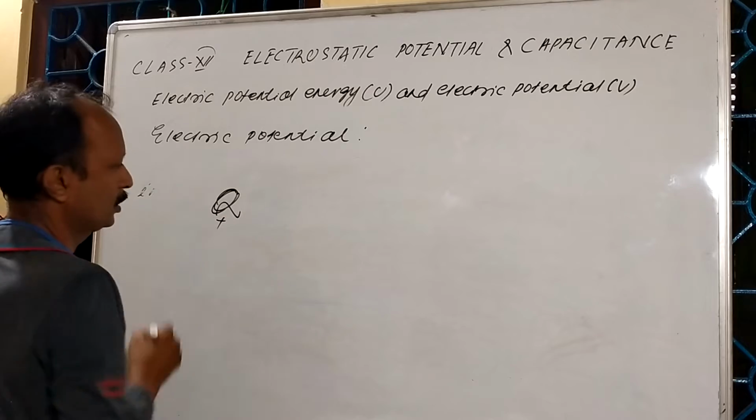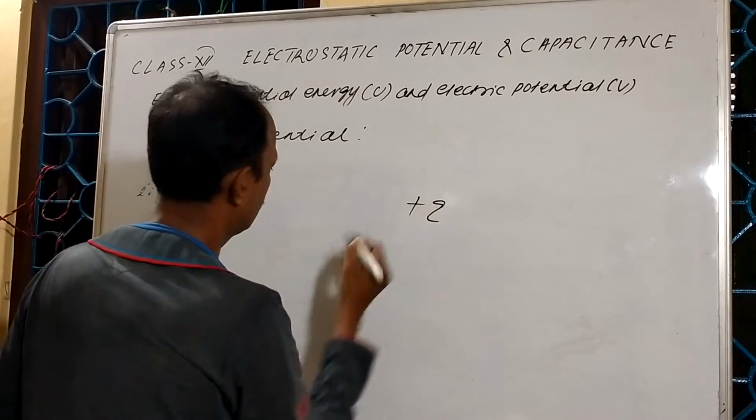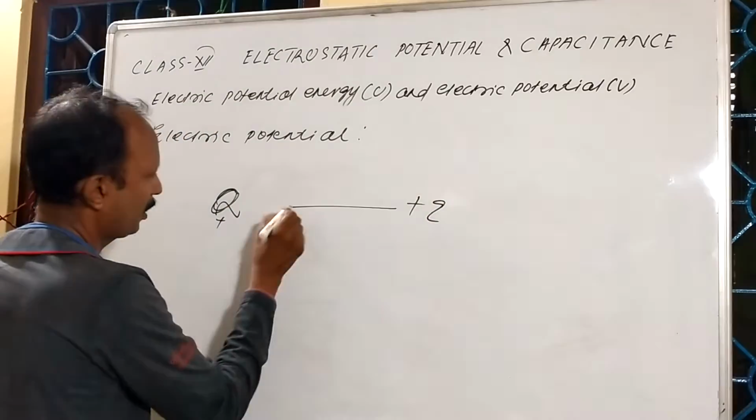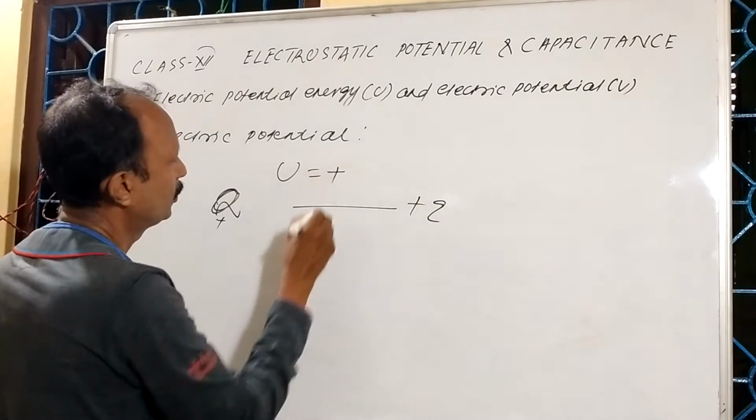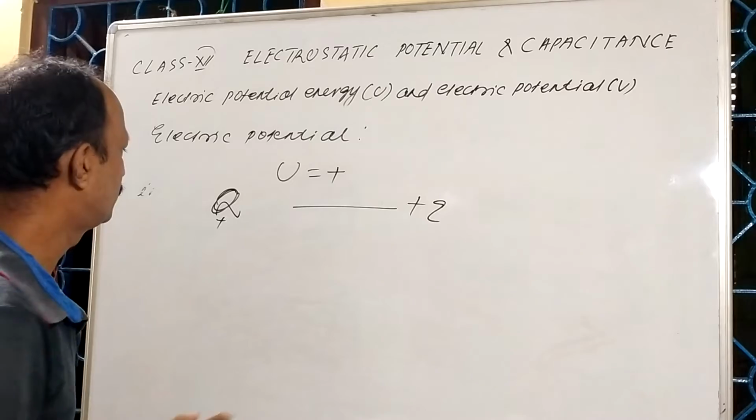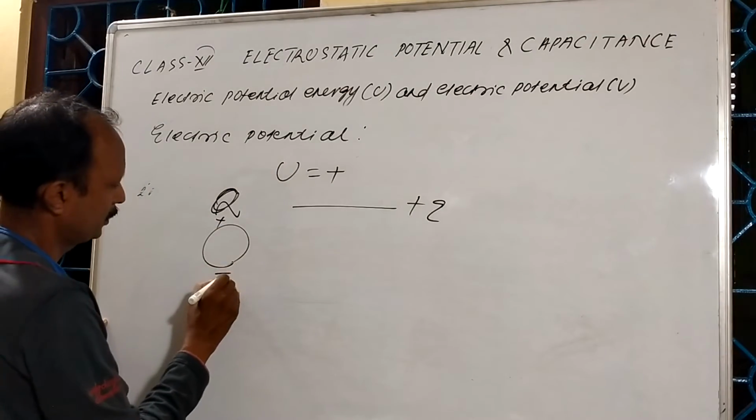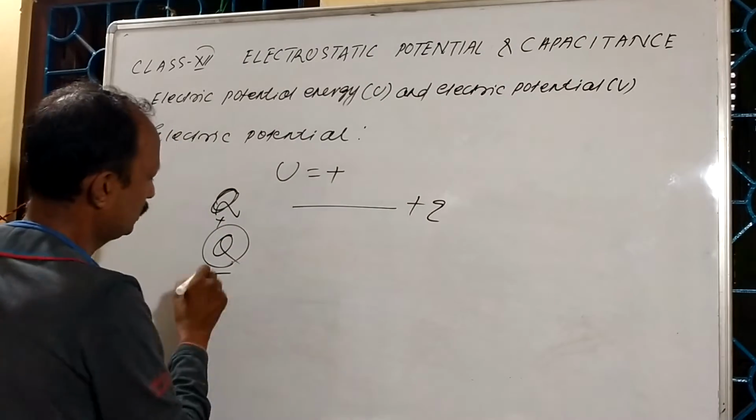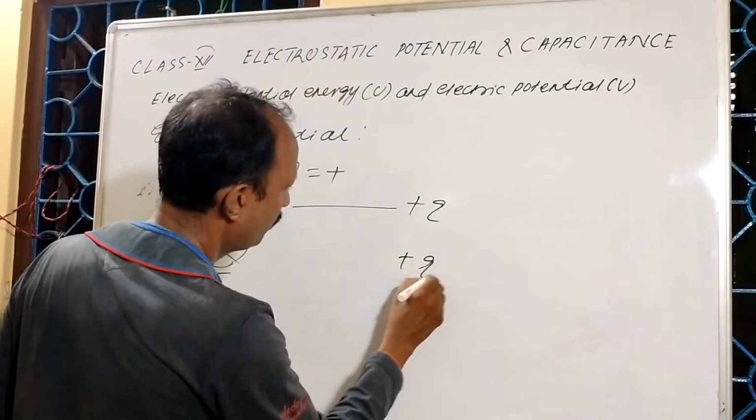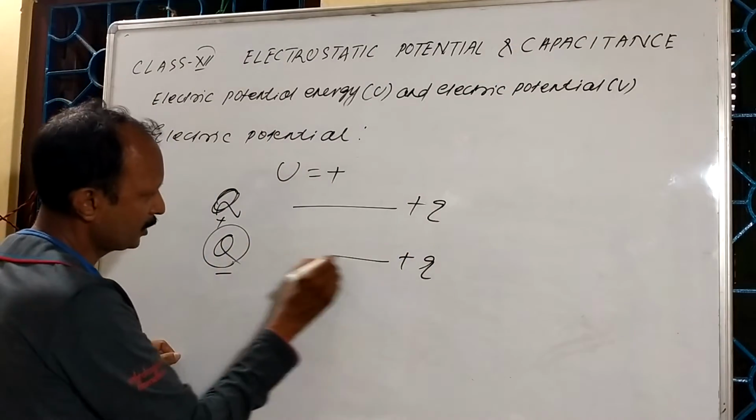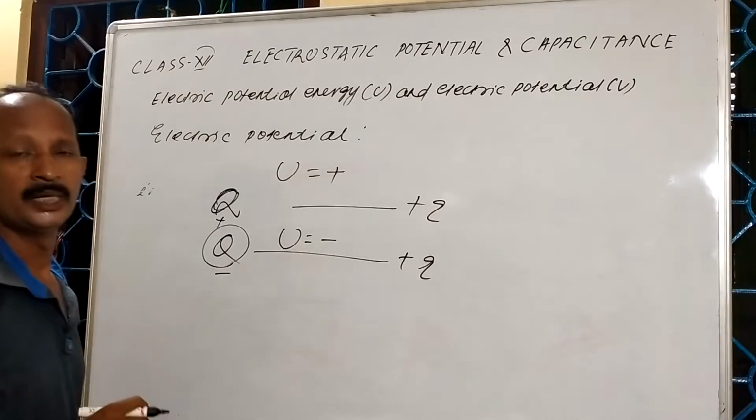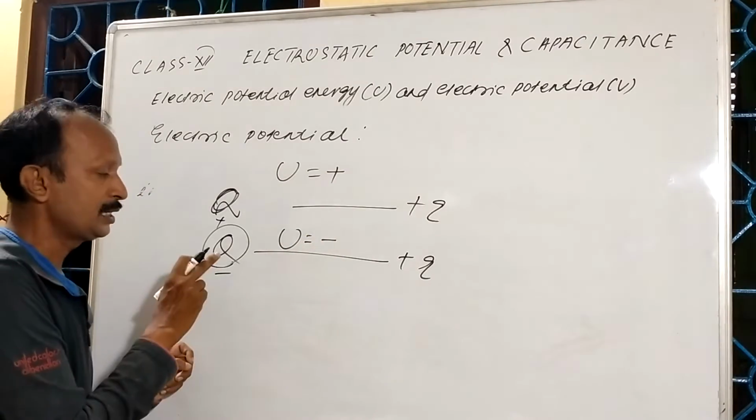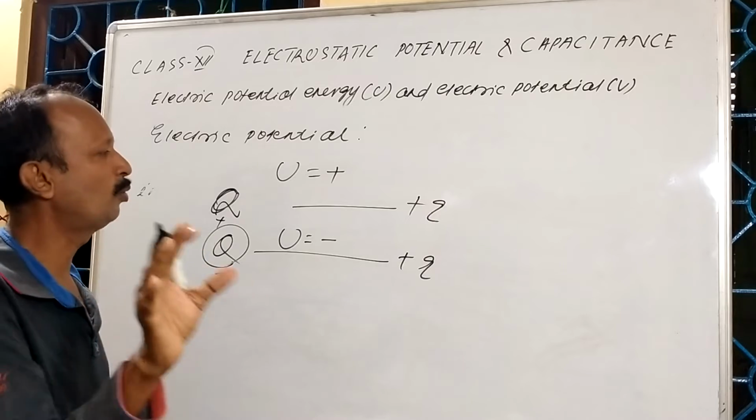See here, this charge is plus charge, here also plus charge. I want to bring it from here to here. The potential energy definitely will be positive. Suppose this is the plus, this is minus, this charge is minus, this is the plus. Then in this case what will happen? The potential energy will become minus, because here the system will do the work.